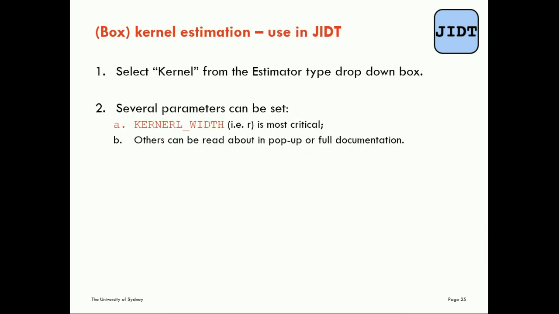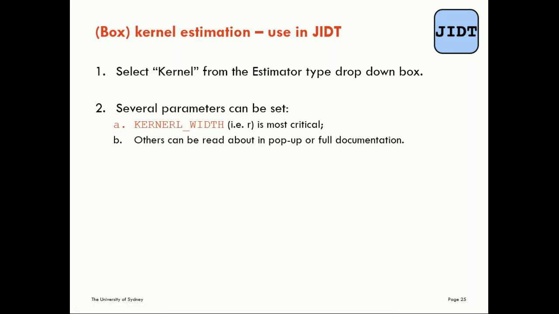Let's have a look at how to run it. All we need to do is select kernel from the estimator type drop-down box, and then we can see which parameters we have available. The most crucial one is the kernel width, R. And look at that, I've misspelled that. That's nice, isn't it? So that's the most critical one. Okay, the others you can read about in the pop-ups in the GUI and so on.